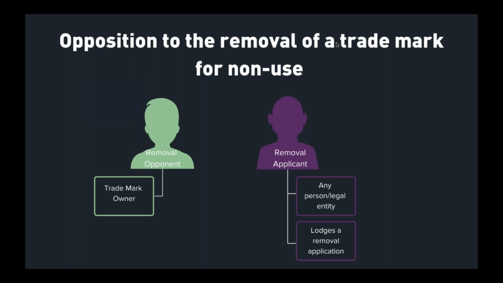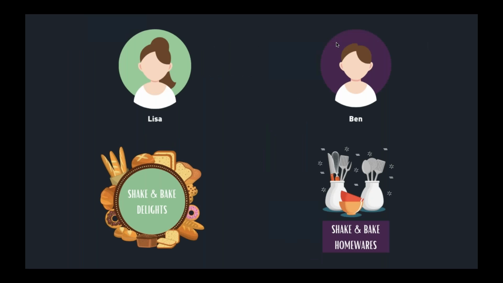Let's take a look at the following example. Lisa owns a bakery called Shake and Bake Delights and has had the name registered as a trademark for 5 years. Ben has recently opened a retail shop called Shake and Bake Homewares.